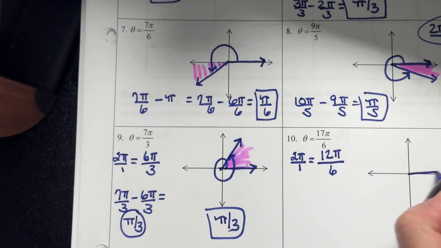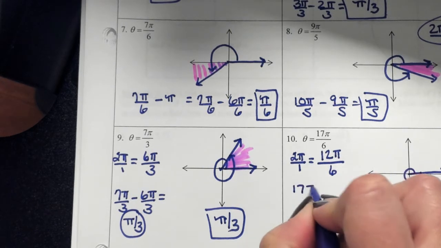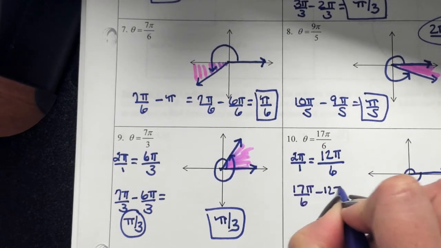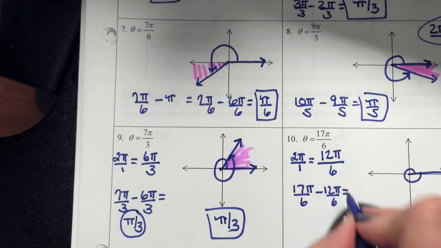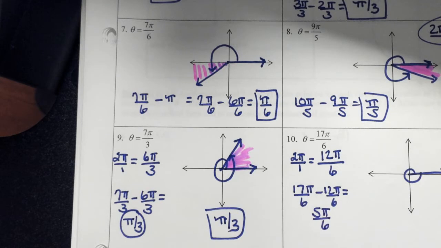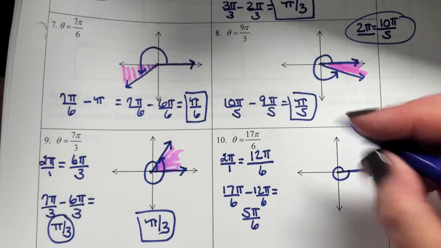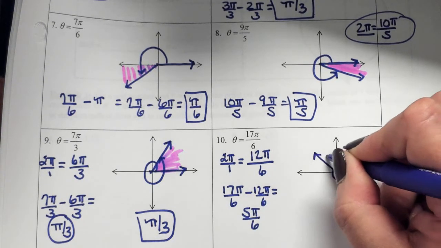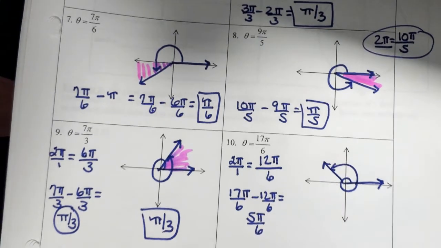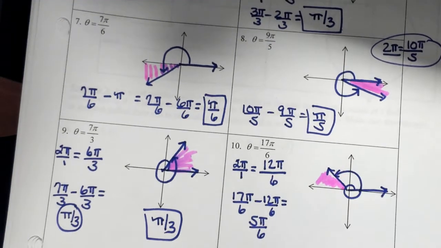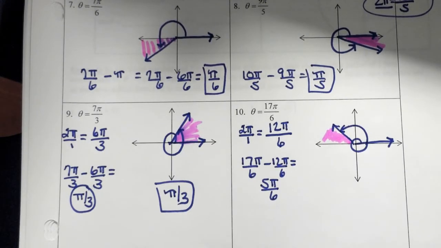So then I know when I sketch 17 pi over 6, I'm going to make one complete revolution. So when I take 17 pi over 6 and subtract 12 pi over 6, how much further do I have to go? 5 pi over 6. So thinking about your unit circle, what quadrant is 5 pi over 6 located? 2. So there's 17 pi over 6. So here's my reference angle. Again, remember, 5 pi over 6 is in exactly the same location as 17 pi over 6. They're going to have the same reference angle.